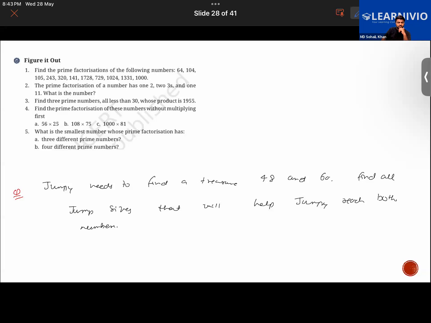Okay, so what can we do? We can find the common factors of 48 and 60, right? We will list down all the numbers that divide 48 and that divide 60. Those will be their factors, and then we will identify the common factors. The numbers that appear in the lists of both 48 and 60, that will be our answer. That will help Jumpy reach both the numbers.